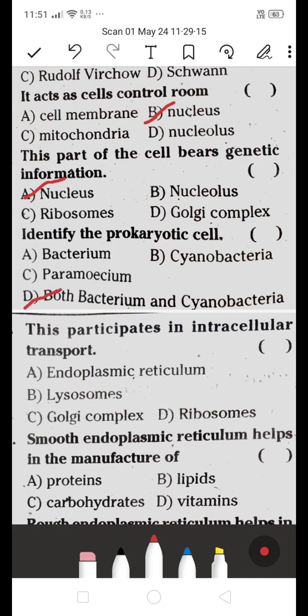Next one: this participates in intracellular transport. Is it A, endoplasmic reticulum, B, lysosome, C, Golgi complex, D, ribosomes? Which is the right answer? The answer is A, endoplasmic reticulum. Lysosomes are membranes that contain digestive enzymes, whereas the main function of the Golgi complex is packing of materials for secretion. And ribosomes are made up of RNA and protein, the site for protein synthesis.